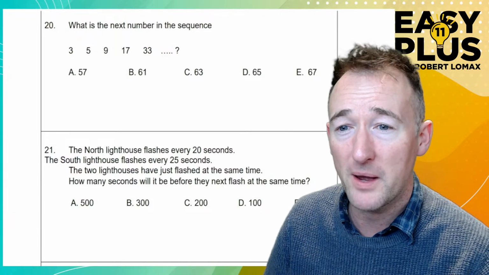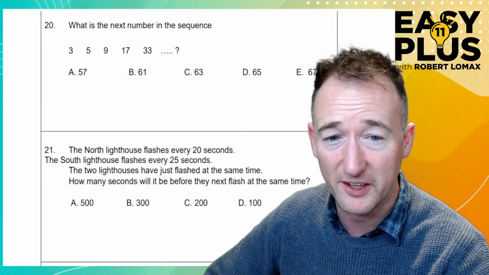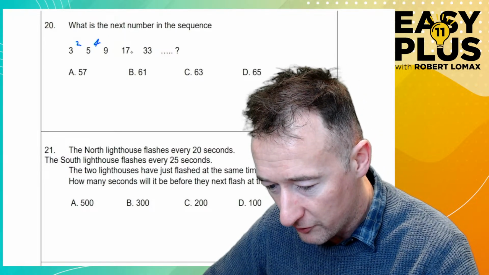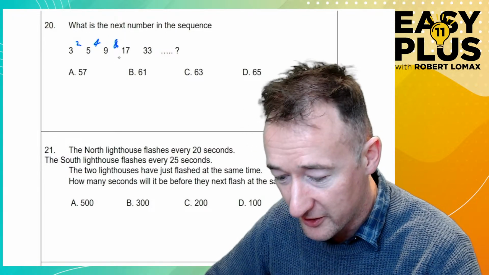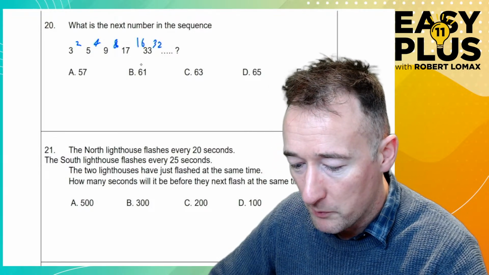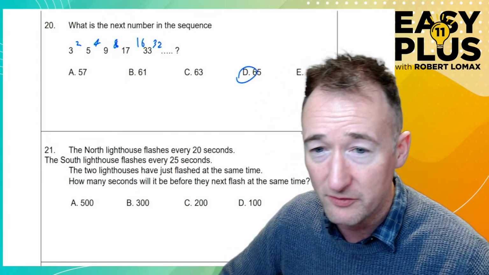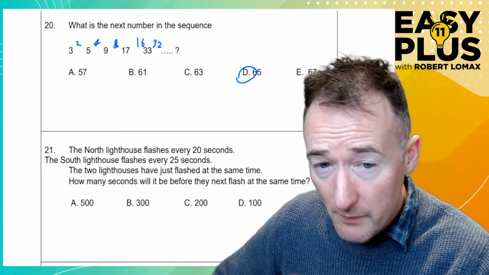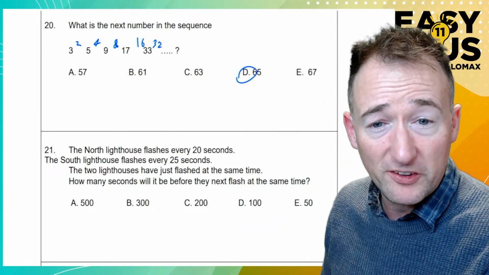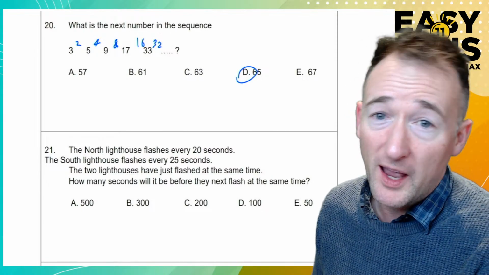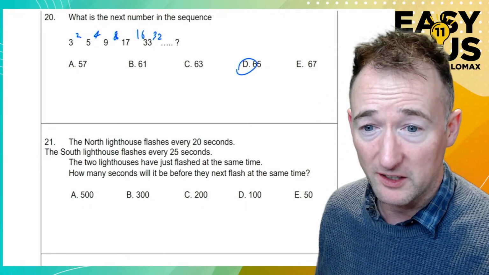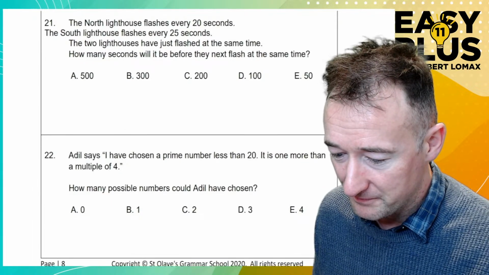What is the next number in the sequence? Aha! When you're working with a sequence, always start by writing in the differences. So we've got a difference of 2, a difference of 4, a difference of 8. This is going to be 16, isn't it? It is. Next one's going to be 32. 33 plus 32 is 65, and there is 65. Okay? You may notice when you're dealing with multiple choice questions like these, some questions take a bit longer. But that's okay as long as some questions take a bit less time.